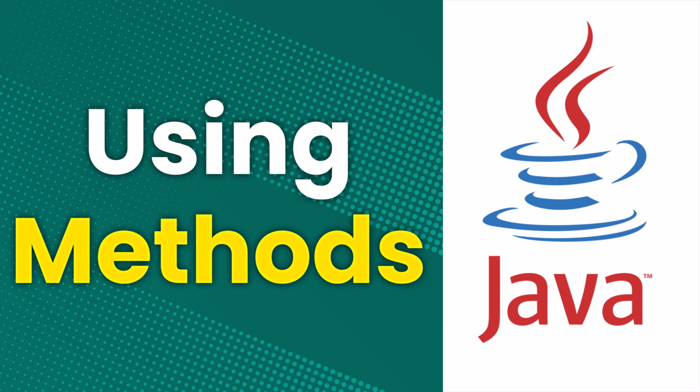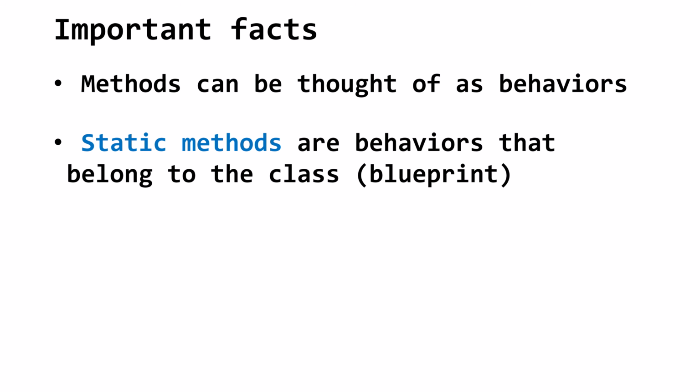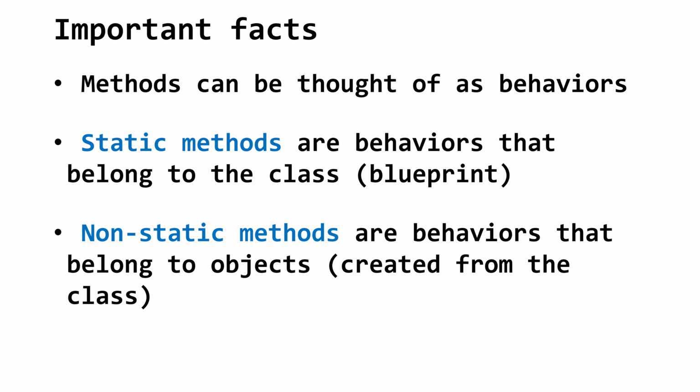In this lesson, we'll learn about calling methods in Java. Some important points. In object-oriented programming, we can think of methods as behaviors. Static methods are behaviors that belong to the class, so we call the methods from the class itself. A class is like a blueprint for an object. Non-static methods are behaviors that belong to objects. We need to use the class to create one or more objects. Then we call the non-static methods from a specific object.